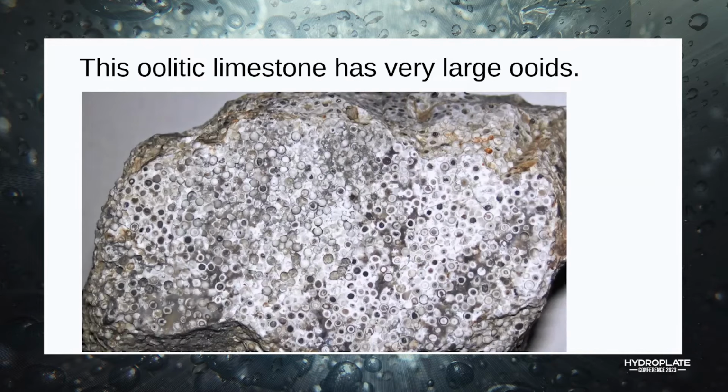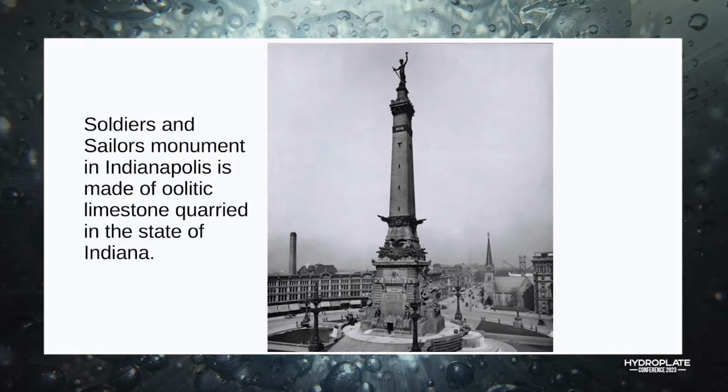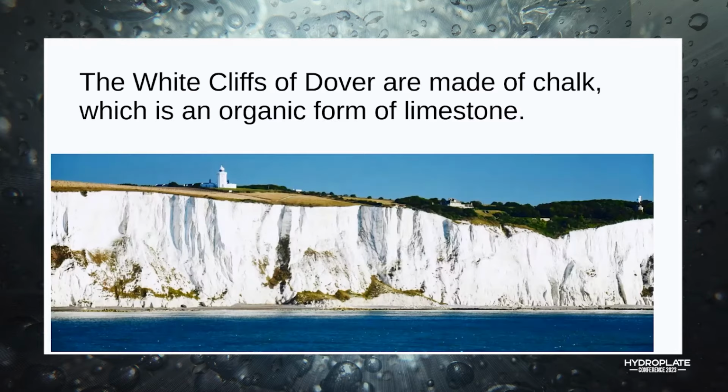Some oolitic limestone has very large ooids, and some has very small ooids. And this looks like a really fine-grained rock, even though it has little ooids in it. And the fine-grained oolitic limestone is actually very good for building things, like this monument in Indianapolis, which was made of oolitic limestone quarried in Indiana.